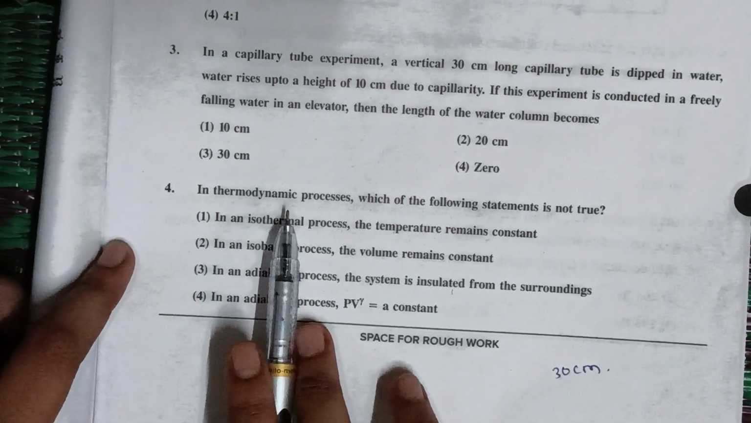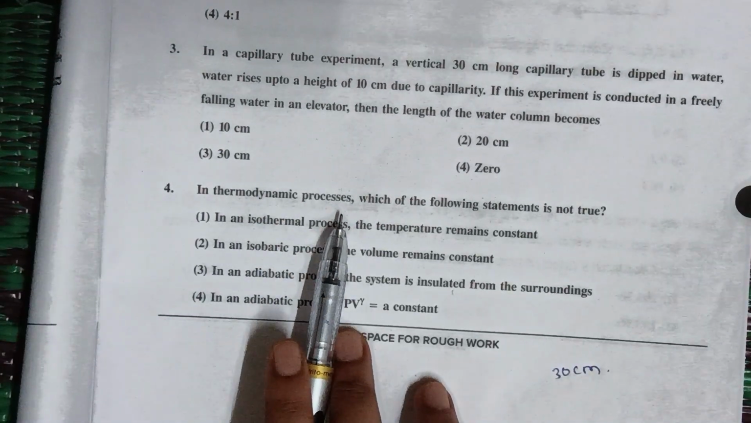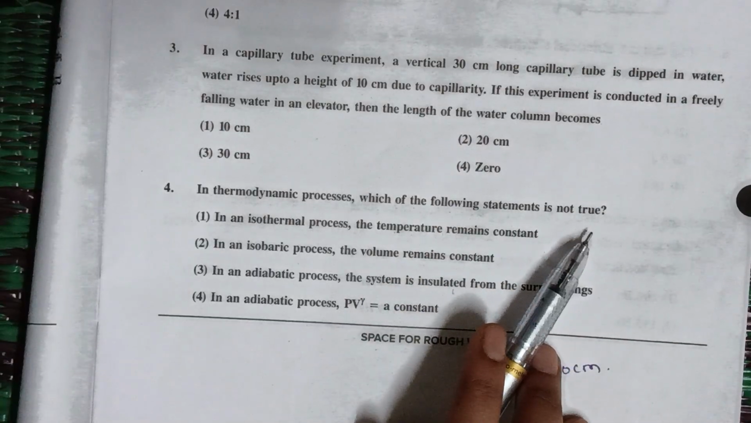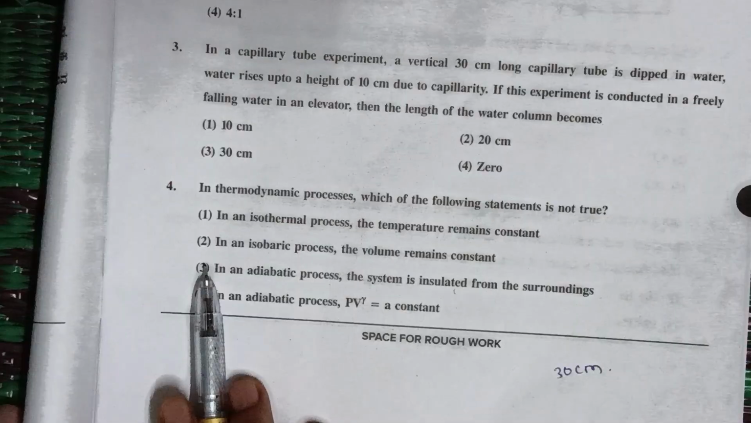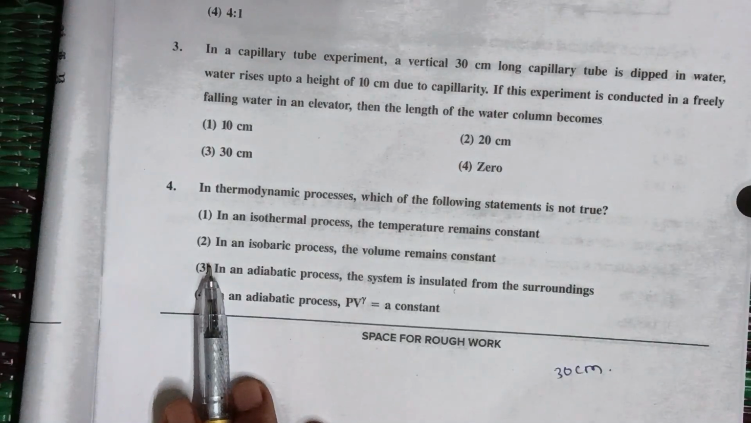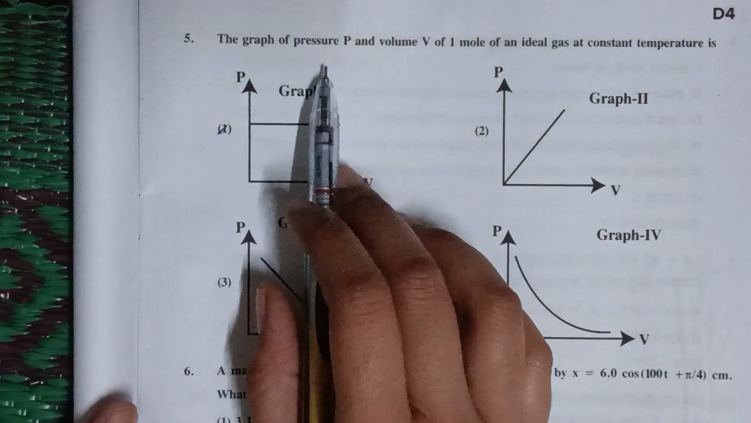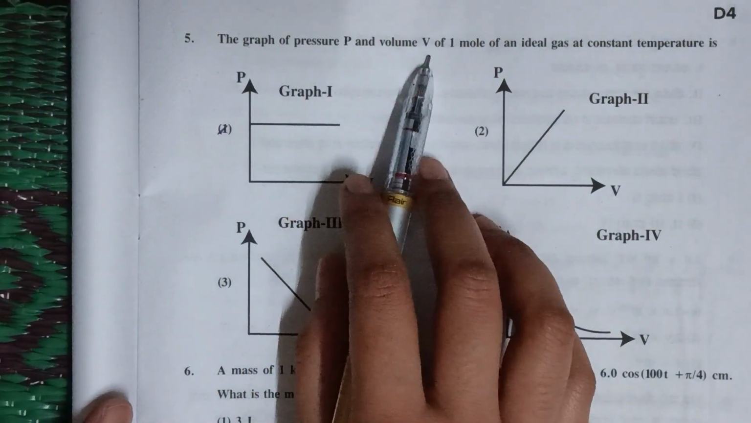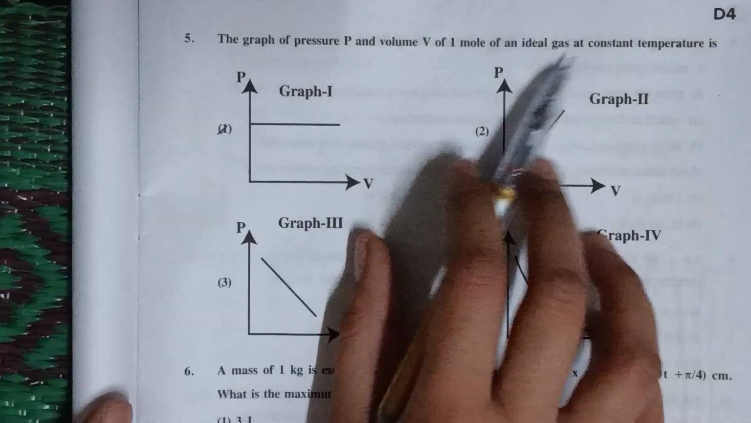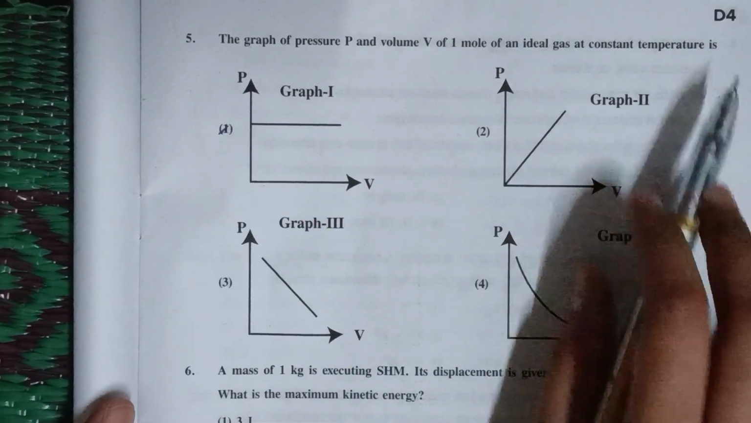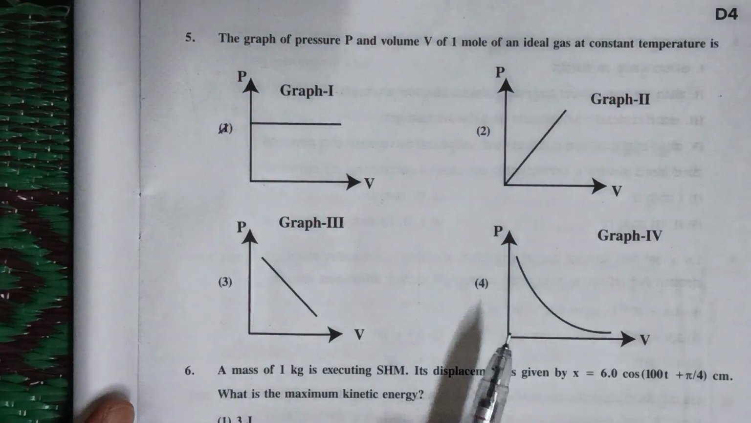Fourth question. In thermodynamic process, which of the following statement is not true? The answer is second one. The graph of pressure P and volume V of 1 mole of ideal gas at a constant temperature is. The answer is 4. Fourth graph is correct answer.